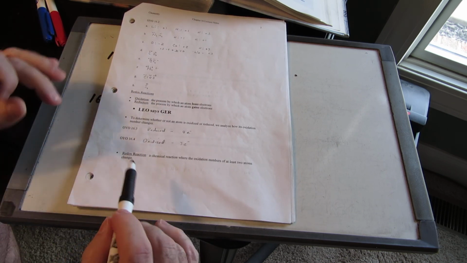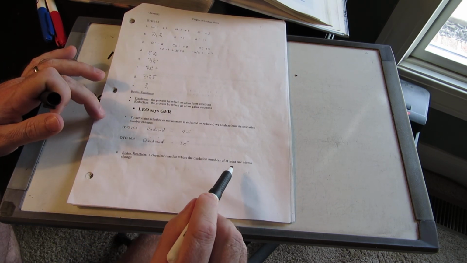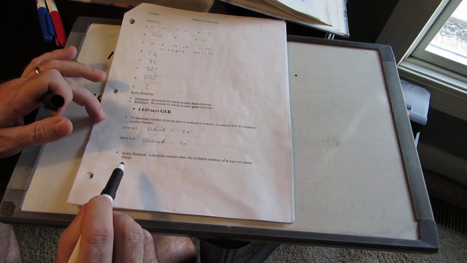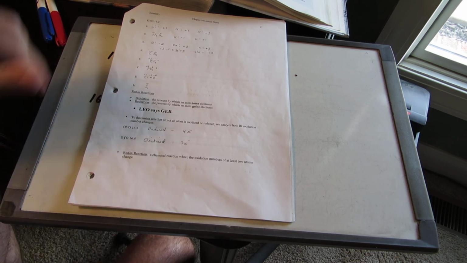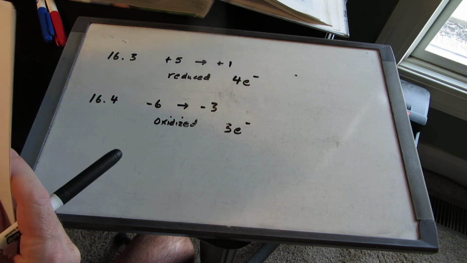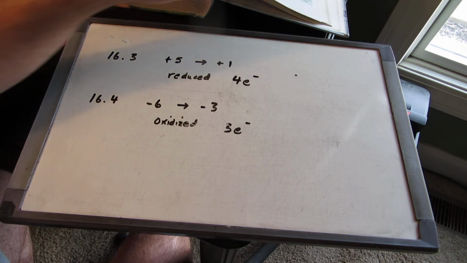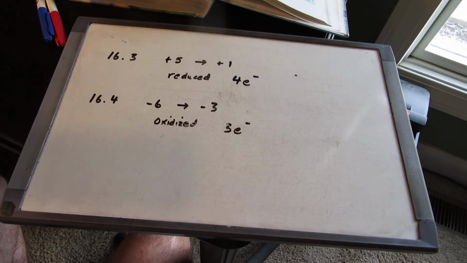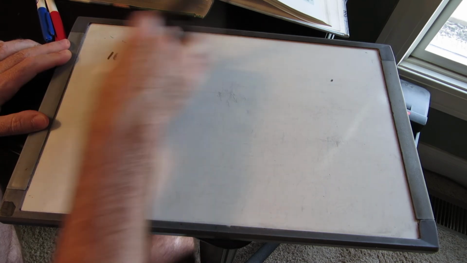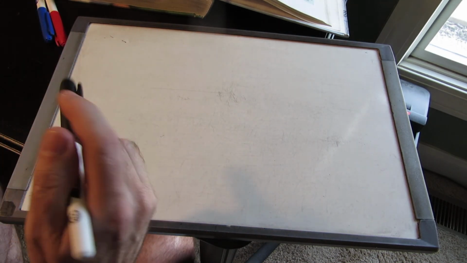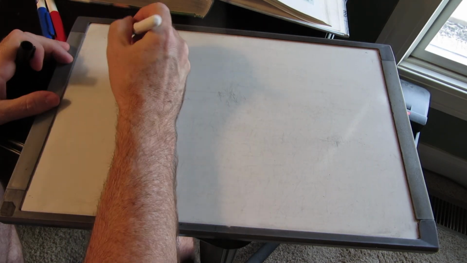A redox reaction is a chemical reaction where oxidation numbers of at least 2 atoms change. Okay, so we're going to go through some redox reactions. This next On Your Own is also really important. We're going to use the skills that you learned in 16.2 to do 16.5.